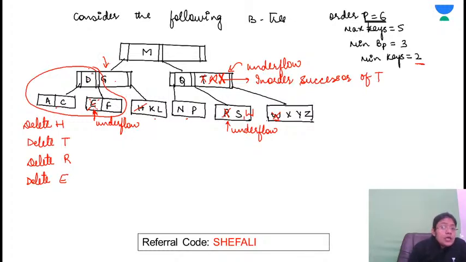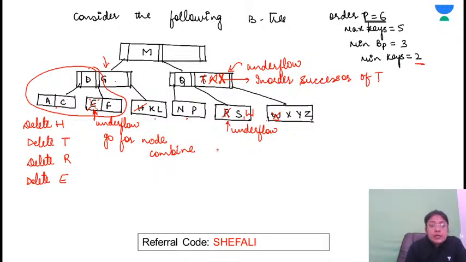So if this is the problem, if siblings are not helping, in that case, we have to combine the nodes. So in this case, go for node combine. If it's a case of overflow, then you were going for node splitting. Now, if it's a case of underflow, go for node combine.